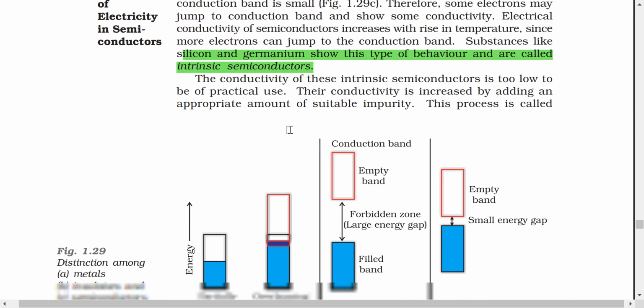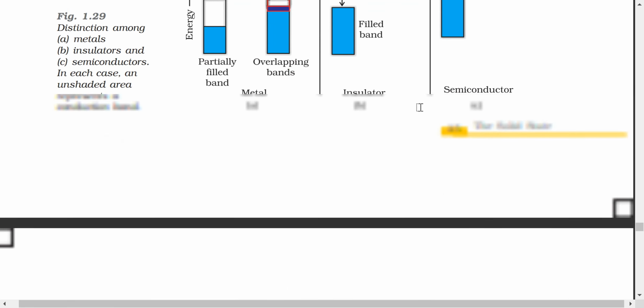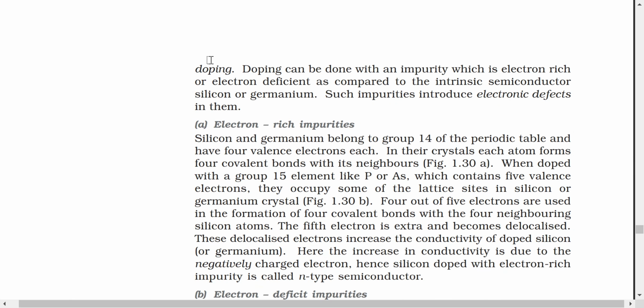The conductivity of these intrinsic semiconductors is too low to be of practical use. It is not that much. Their conductivity is increased by adding an appropriate amount of suitable impurity. And what do we call this process in which we add impurity to a semiconductor? We call it doping. And what happens with doping? The conductivity of the semiconductor increases for practical use.